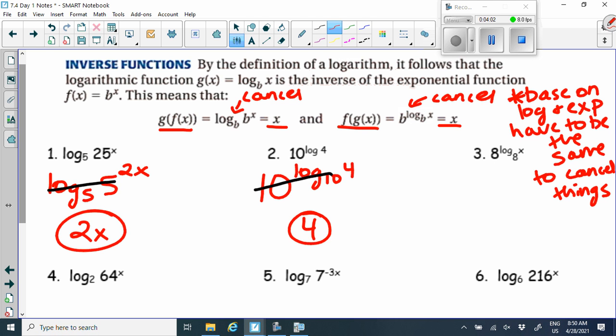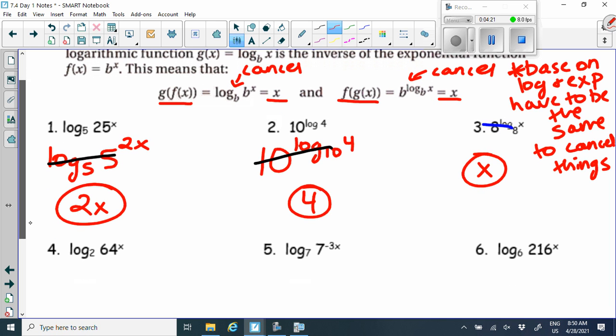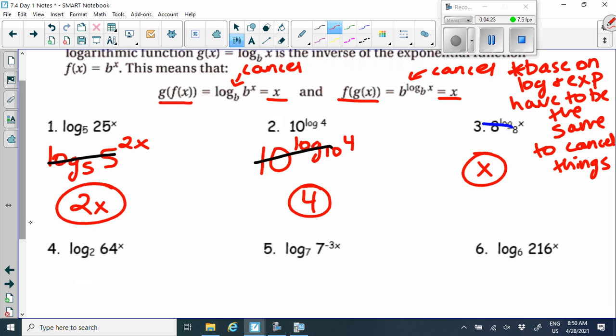Okay, let's look at 3. We have 8 to the log base 8 of x power. Are the bases on my exponential and on my log exactly the same? Yes. Because of that, we cancel it out, and all we're left with is x. Okay, I want you to go ahead and pause the video and try 4, 5, 6 on your own.